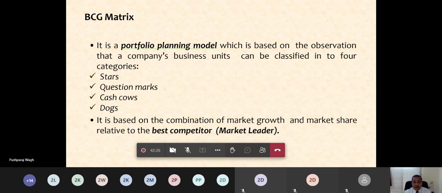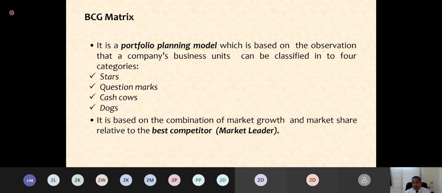So all the business units will be categorized into only four categories. And then once we have categorized, we will be able to then understand how we can do with these categories, how we should deal with all these categories of business units.